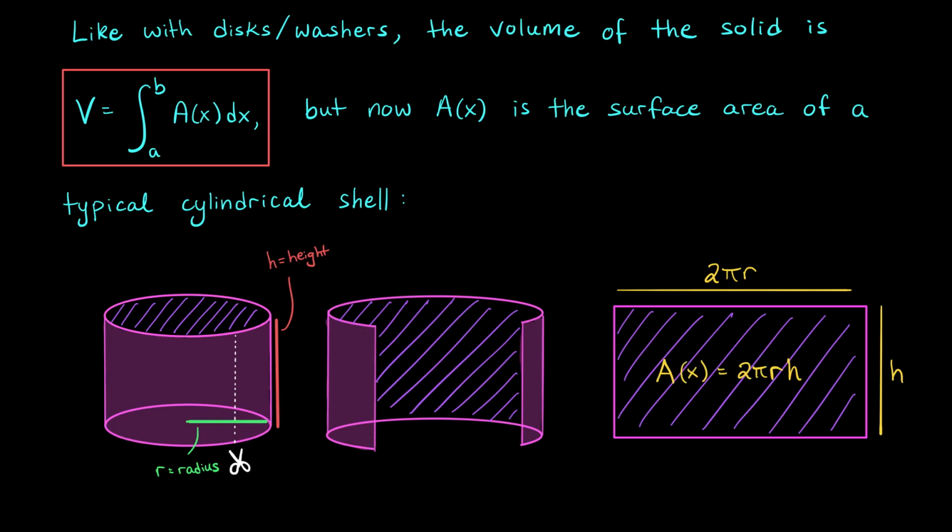Folks, we now have a formula that we can work with to calculate the volume of a solid by cylindrical shells. We need to integrate A(x) dx, where A(x) is 2 pi r h. r and h are the radius and height of a typical cylinder. Let's try out this formula to give you a good sense of how to use it in practice.